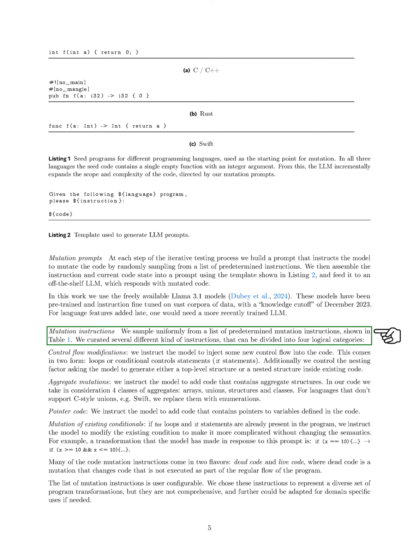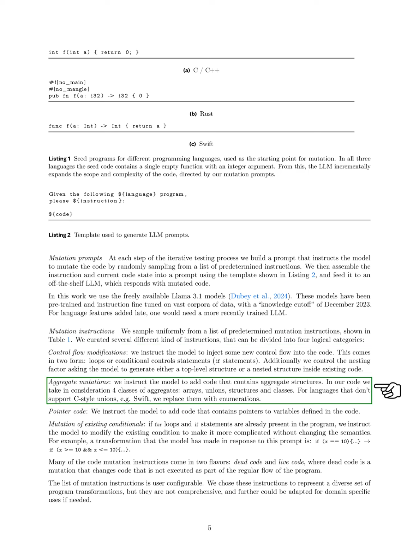1. Control flow modifications. We ask the model to introduce new control flow elements, such as loops or conditional statements, and specify whether these should be top-level or nested structures. 2. Aggregate mutations. We instruct the model to add code that includes aggregate structures like arrays, unions, structures, and classes. In languages that do not support unions, we substitute them with enumerations. 3. Pointer code. We direct the model to include pointers to variables defined in the code.